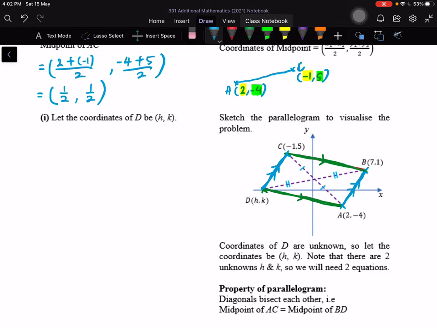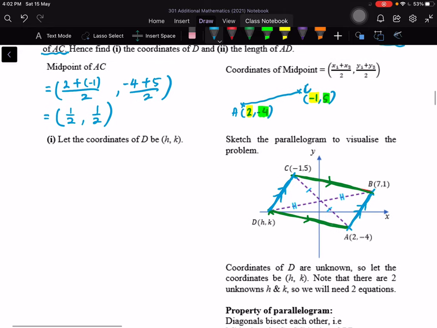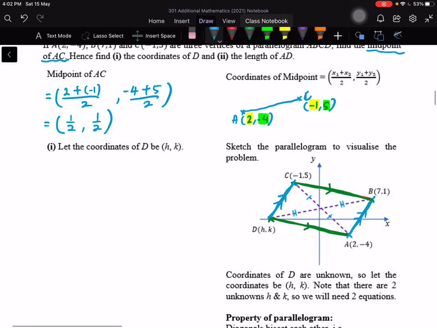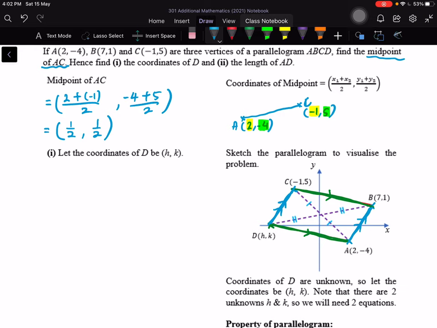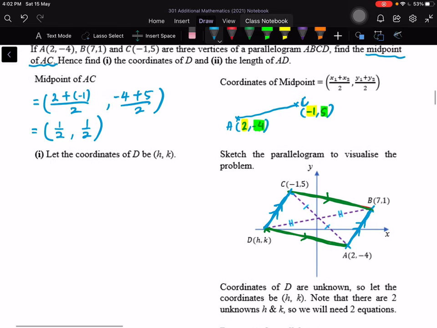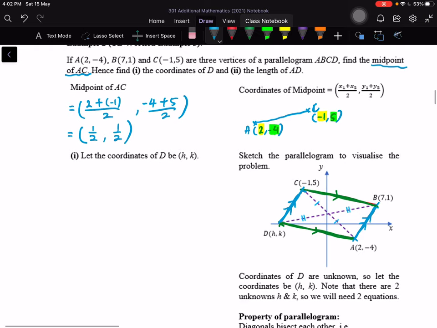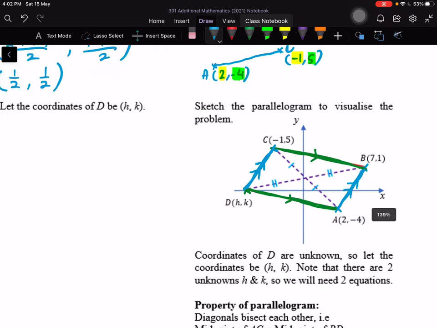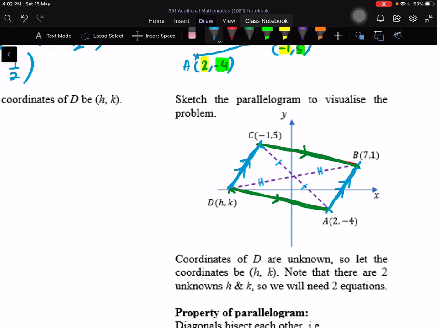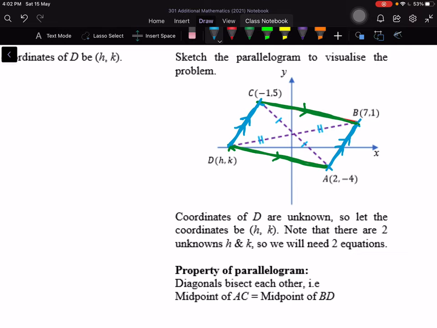So how can we make use of what we have done earlier? We have found the midpoint of AC. How can we make use of that to actually find the coordinates of D? Next, you need to notice that for D, you do not know the x or y coordinates. That's my note over here: the coordinates of D are unknown.